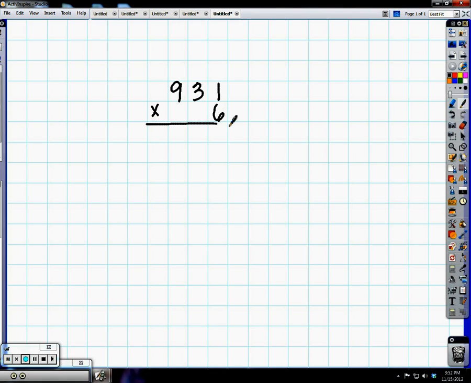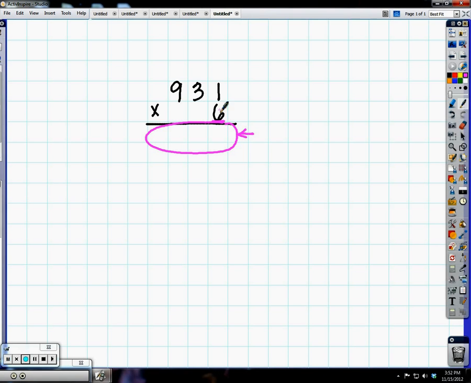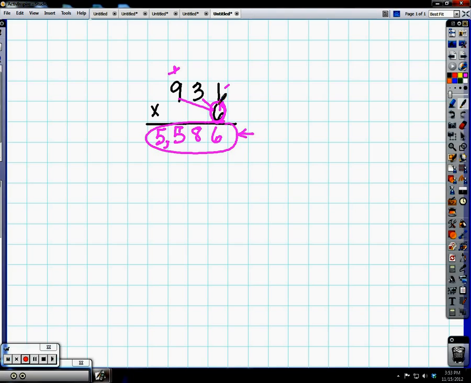If you have a problem where you are multiplying by a single digit number, for example, let's say you had 931 multiplied by 6. If you only have one digit in the multiplier, you only have one line of work, which is going to be the answer itself. 6 times 1 is 6. 6 times 3 is 18. Put down the 8, carry the 1. 6 times 9 is 54, plus 1 is 55. So the product is 5,586. We didn't have to break this into two separate problems because there's only one digit in the multiplier.